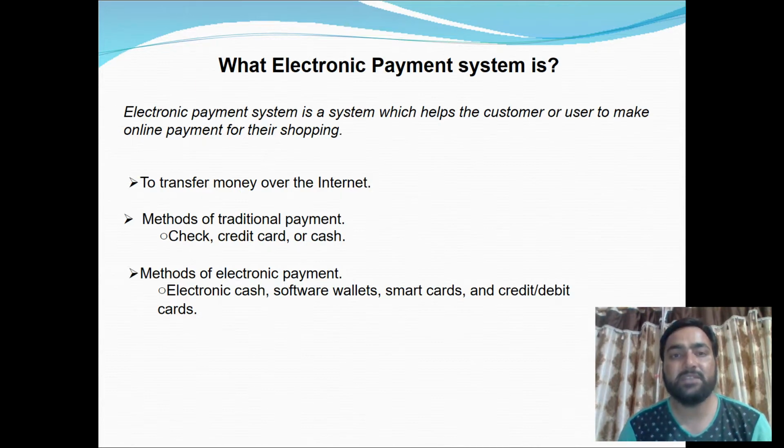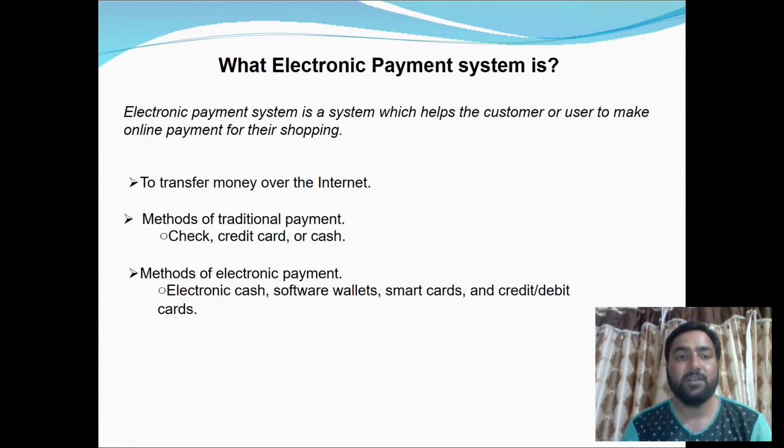Some traditional methods that we were using were checks, credit cards, and cash specifically. But in the methods of electronic payment, we discuss electronic cash, software wallets, smart cards, and credit and debit cards.